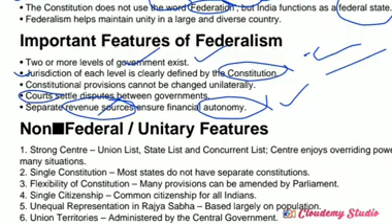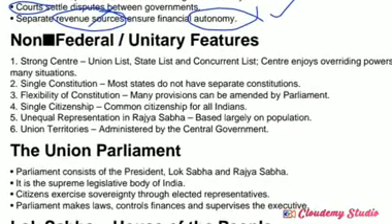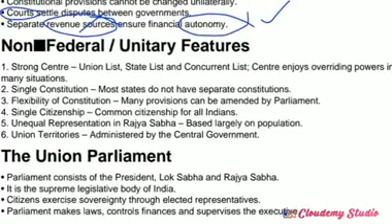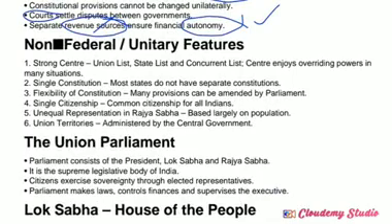So next one, the non-federal system or unitary system, we call it unitary features, right? So what about the non-federal system? Strong center. The feature of the non-federal or unitary system is a strong center. Strong center means the central authorities enjoy more power here.